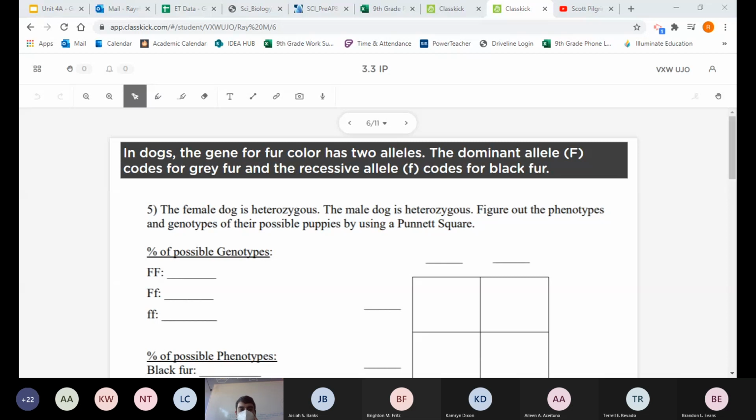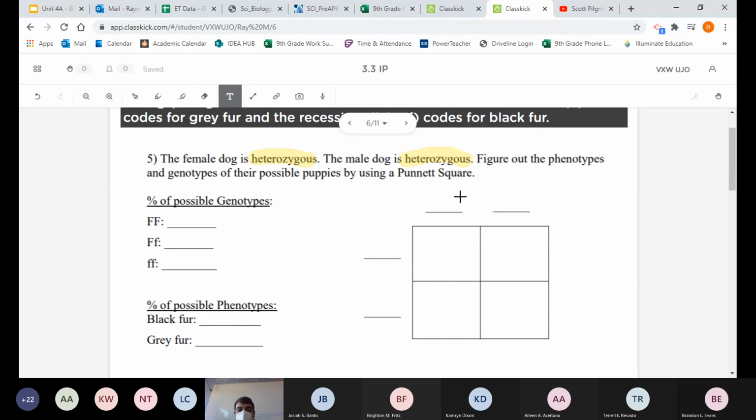So here's what you should have gotten. We have a female dog that is heterozygous. We have a male dog that is heterozygous. So if they're both heterozygous, that means that we're going to see a lot of stuff with our outcomes. Heterozygous means that we got a capital and a lowercase. So we got both. Similarly, over here, we got a capital and a lowercase.